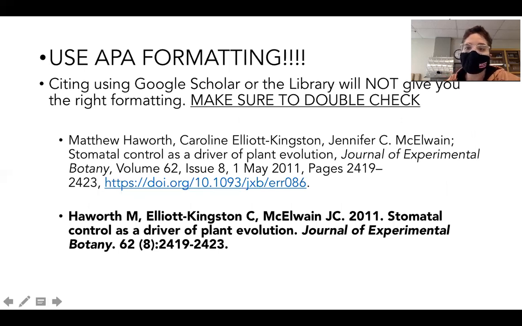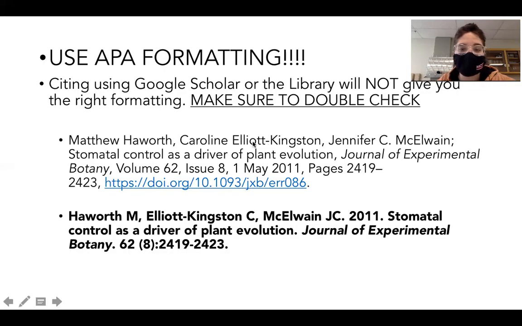One other important note is that we're using APA formatting for citing. One thing that I have noticed continually is that when people use Google Scholar or the library's citation generator, it doesn't give you the correct formatting. So don't trust it, check it. It's not that hard to take the information that they give you and change it into the correct formatting.